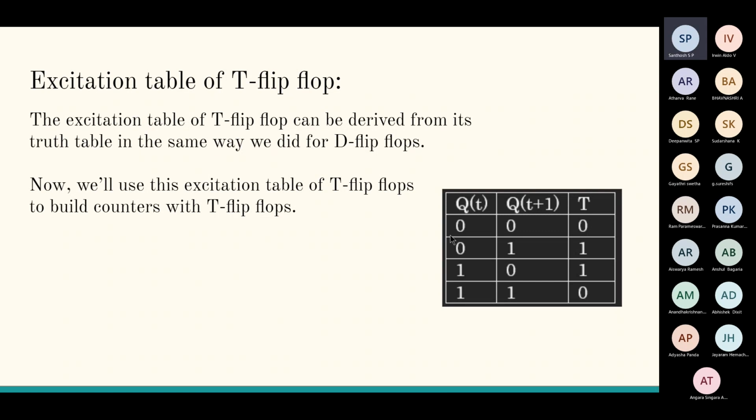Moving on, when the present state is 0 and the next state is 1, the flip-flop input is 1. As you can see, the next state is the complement of the present state, so the input of the flip-flop is 1. And whenever the present state is 1 and the next state is 0, the input of the T flip-flop is 1, as the present state and the next state are complements of each other. Whenever both the present state and next state are 1, the input of the T flip-flop is 0, because they are both the same.